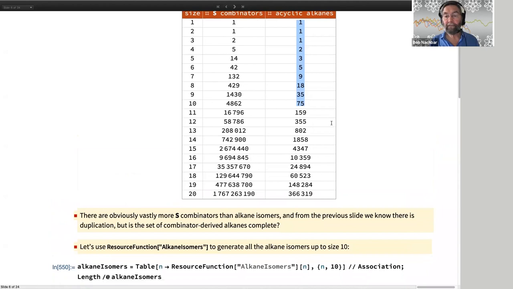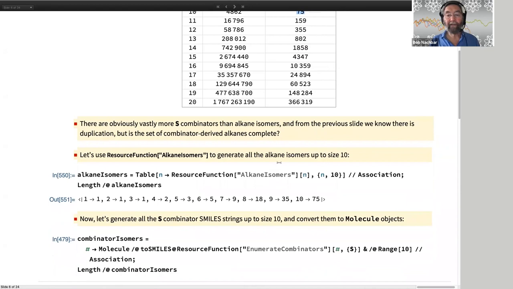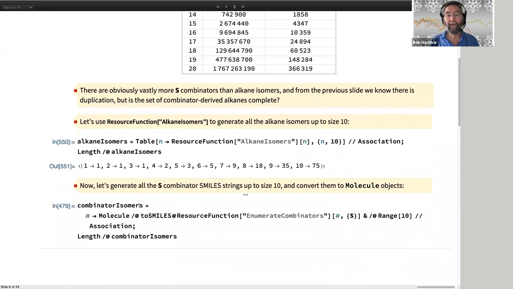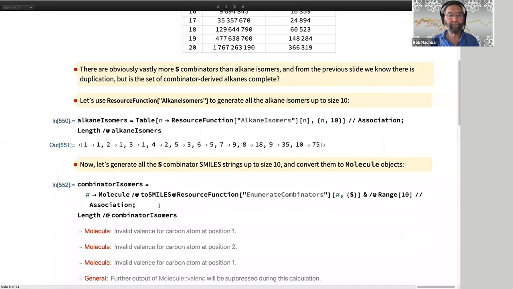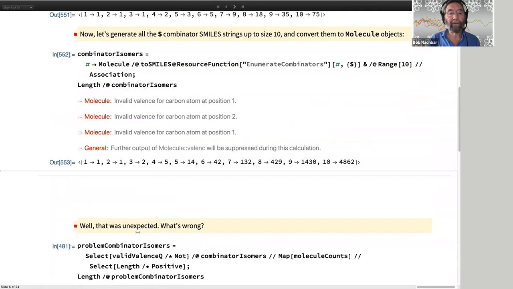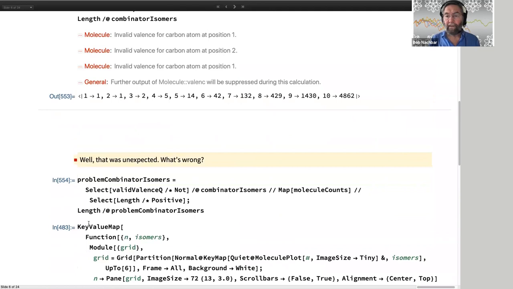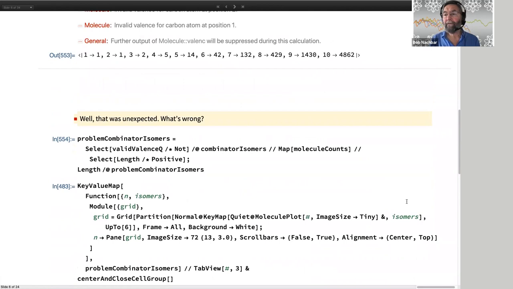Okay. Now, let's take the S combinators, and generate the SMILES strings for those, the S combinators up to size 10, and convert those to molecules. Uh-oh, we've got a problem here. We're getting some messages from Molecule that there's invalid valence. Well, what's that all about? Let's pull out the structures that generated those messages and take a look at them. Takes a little while to do that because there are so many, but not too long.